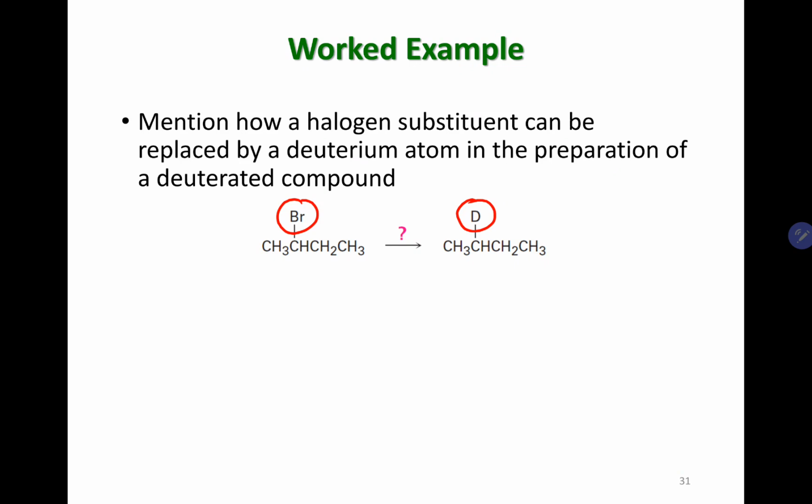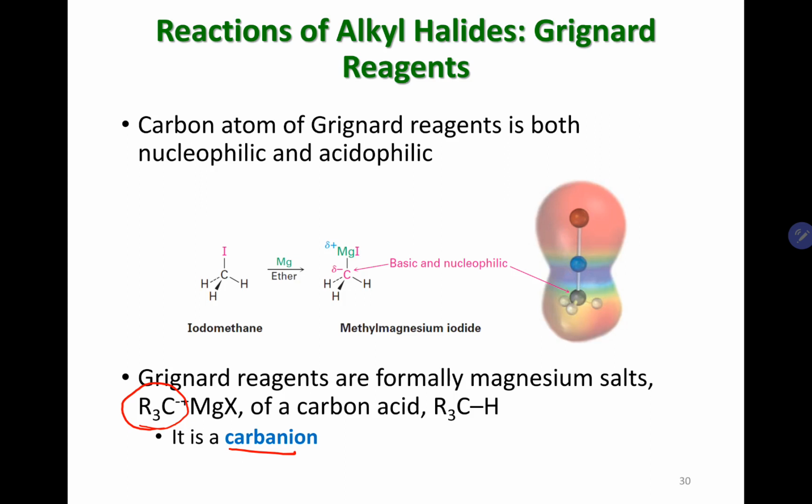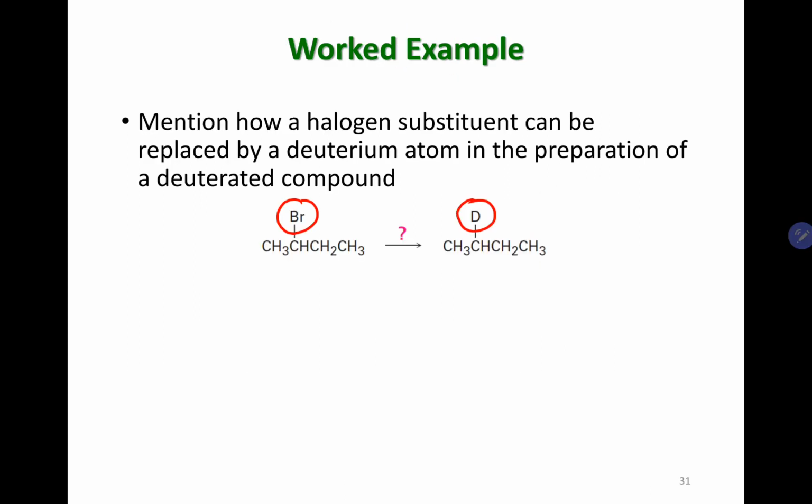So if you want to get this deuterium, you can easily go through the Grignard reagent. Why? Because if you have a Grignard reagent, you simply have to put D2O, and then the carbon ion will substitute a hydrogen from D2O, which is basically deuterated water.